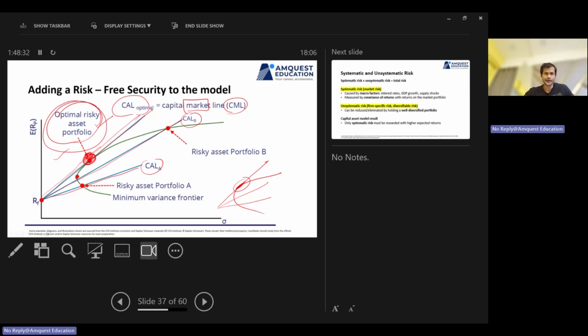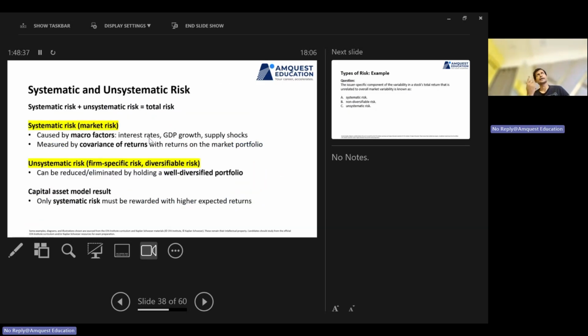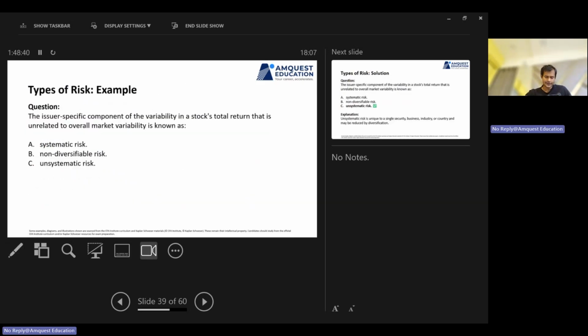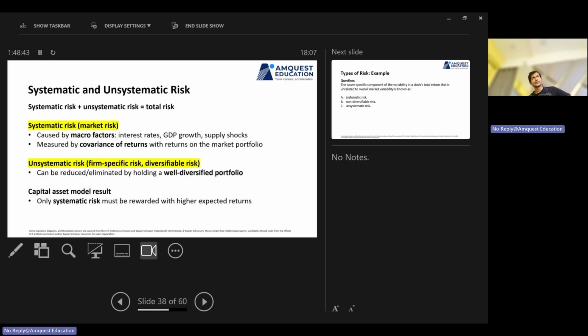Clear? Okay, this is again economics. You'll see the same concepts come in economics as well. Right? Now, when you think of it, what is risk? Risk is nothing but two things: systematic risk and unsystematic risk. Now, systematic risk means the risks that are existing within the systems.